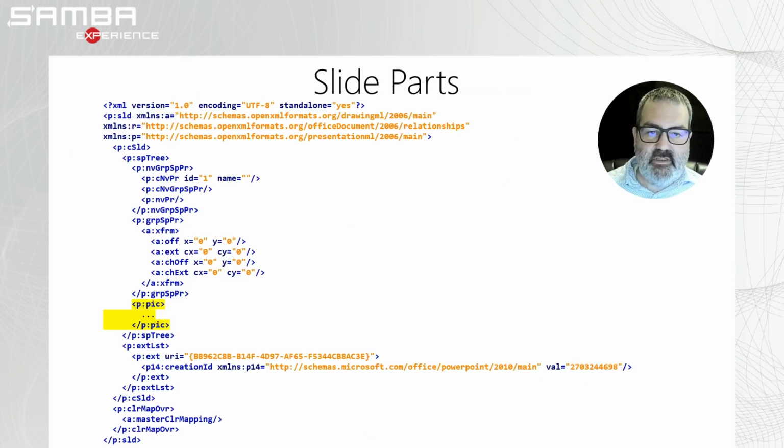Opening a slide part, there will be XML similar to this. At the root of the slide part is the sld, or presentation slide, which contains all the elements that describe the objects and their formatting. In this XML, we want to find the pic, or picture, elements. In this case, there's only one, but there could be 0 or more.